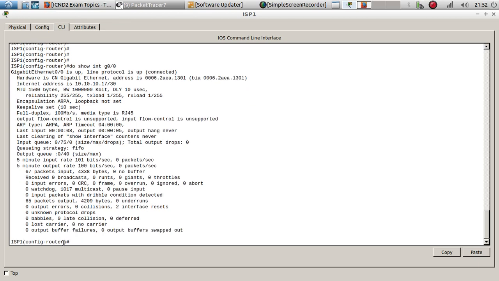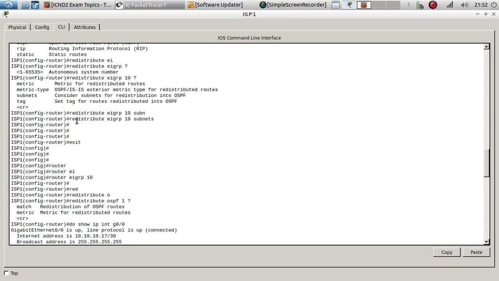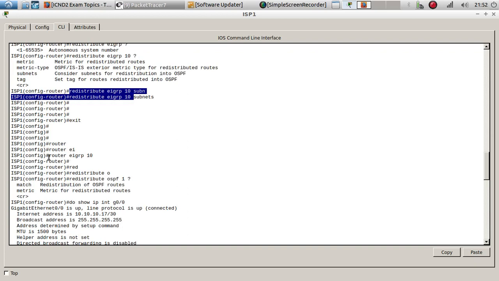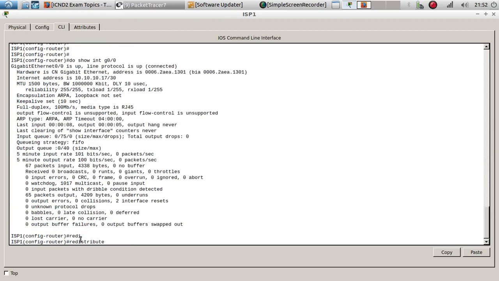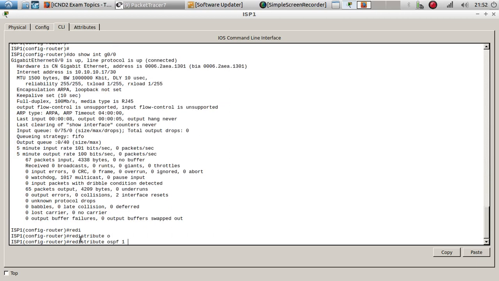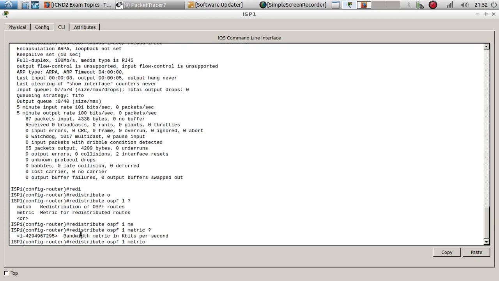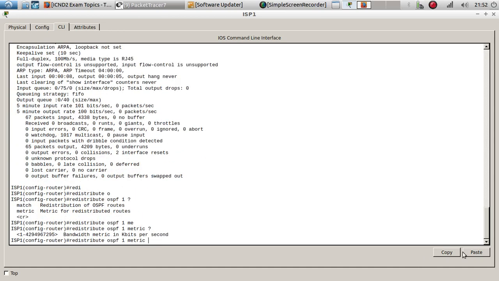So let's go ahead and do this again. We are inside the config router. We went to router EIGRP 10, and now we are going to do redistribute OSPF, since we have all the metrics we need. So let's do redistribute OSPF process ID of 1. We are going to use metric. The first metric is asking us for the bandwidth, so we can get it from right here. There's the bandwidth, right? Paste that here.